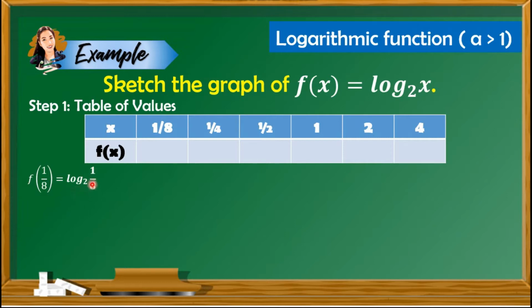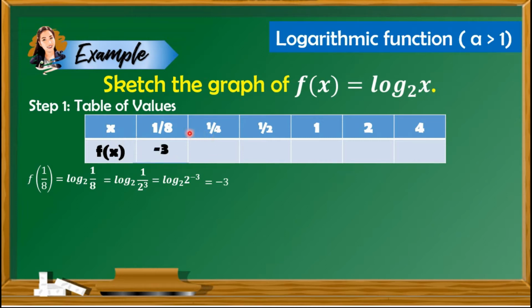Now, let us change 8 to a power of 2, which is 2 raised to 3. Using the negative rule in the exponent law, this 2^3 will now become 2^-3 by moving the denominator to the numerator. Next, using the property of logarithm, when the base 2 is equal to the x, which is 2 here, the answer is the exponent of the x, which is -3. So for 1/8 as the value of x, its f(x) is -3.